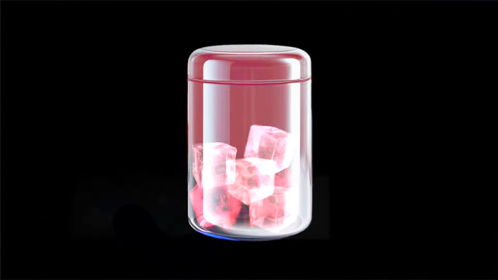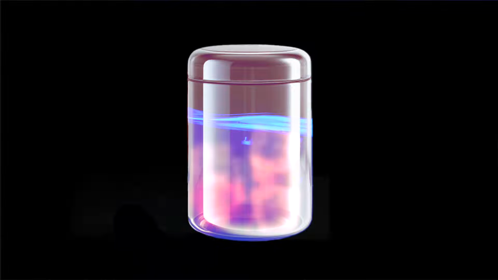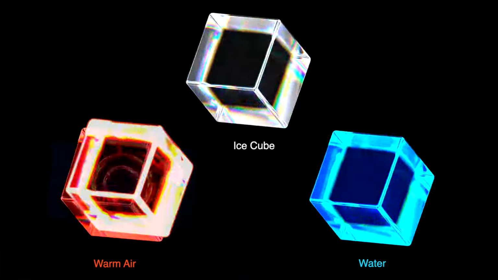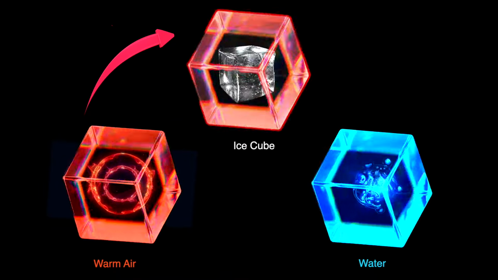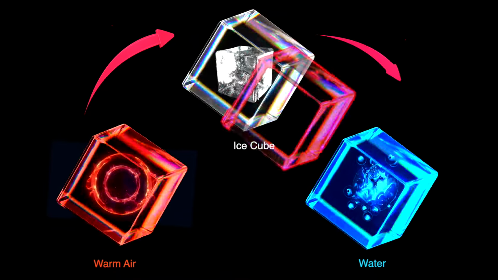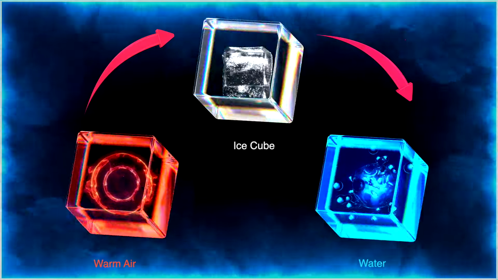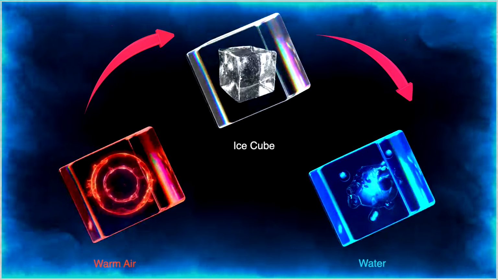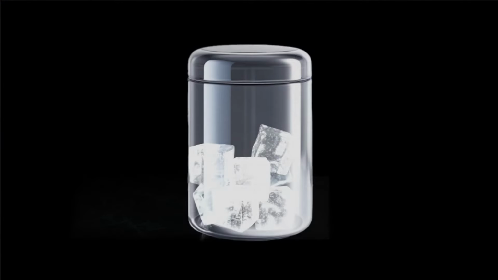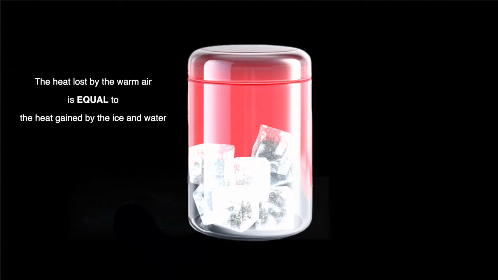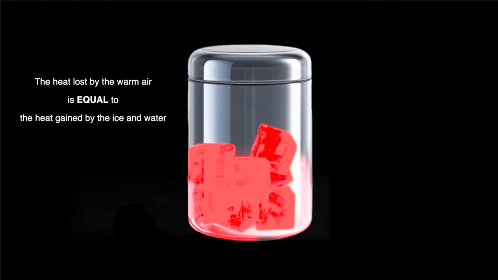As the ice absorbs energy, it changes from solid to liquid. In this case, the energy is being transferred from the warmer air to the cooler ice cubes, causing the ice to lose its solid structure and become water. However, because the system is closed, the overall energy remains constant. So in this closed system, total energy is conserved. The heat lost by the warm air is equal to the heat gained by the ice and water.